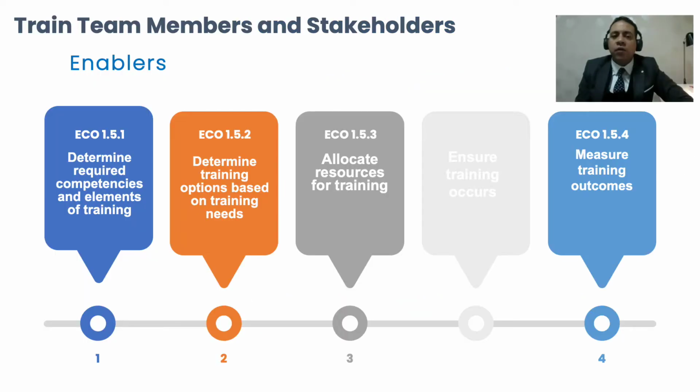Training team members and stakeholders has 4 enablers. 1, determine required competencies and elements of training. In other words, identifying training needs. 2, determining the training approach. For instance, are you going to use instructor-led training or virtual training to deliver the training program? 3rd, identify the training resources. So allocate resources for the training, such as people, cash, and equipment.